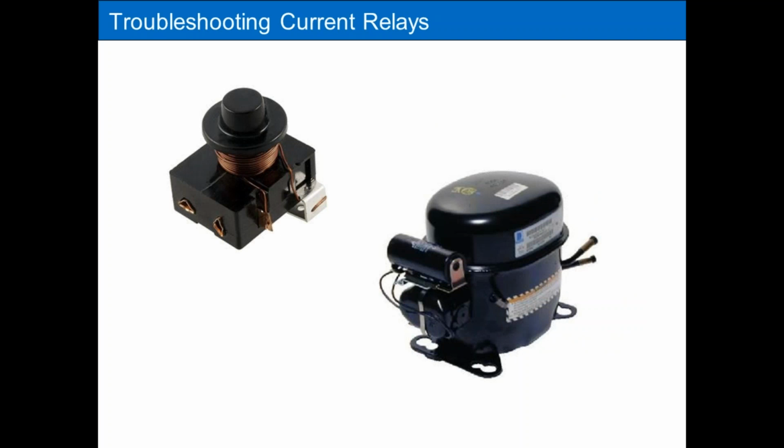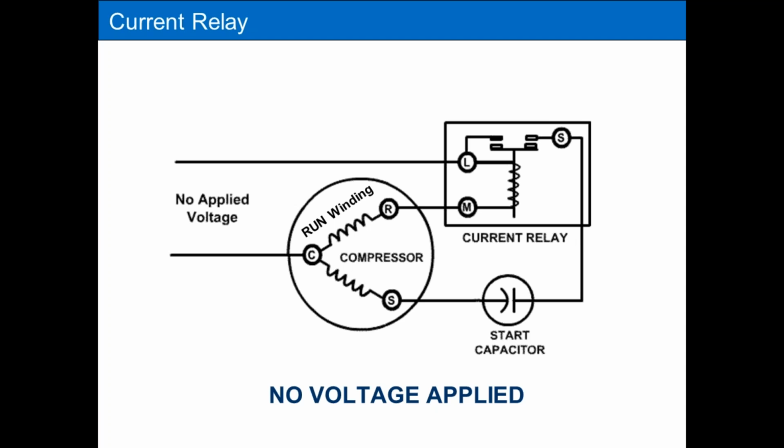A defective relay can definitely cause you to have a compressor that doesn't start. The most common type of relay used on these type of systems is the current relay. So let me show you how the current relay operates first, and then we'll talk about how to troubleshoot whether it works or not. The current relay is basically a relay that works off of the high inrush current that a compressor will see during startup.